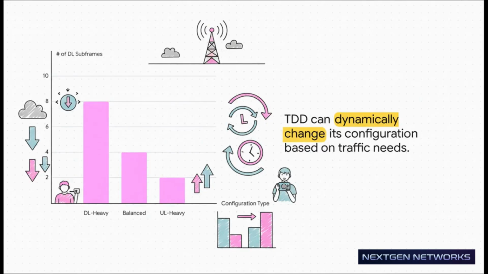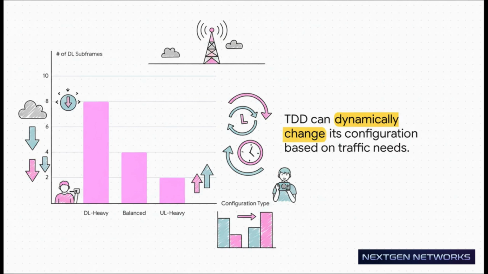So you might be asking, why go through all this extra complexity? Well, here is TDD's absolute killer feature. Flexibility. And this is so important for how we use our phones today. I mean, think about it. Most of the time, we're just streaming videos or browsing websites, which means we download way, way more data than we upload. TDD can adapt to that on the fly by giving more time slots to downloads.